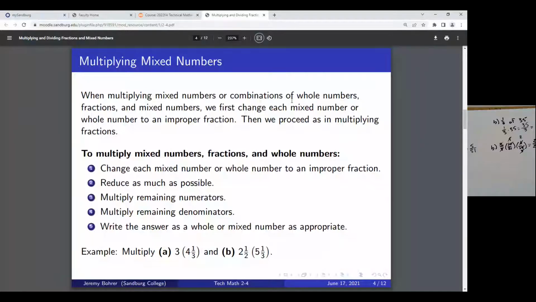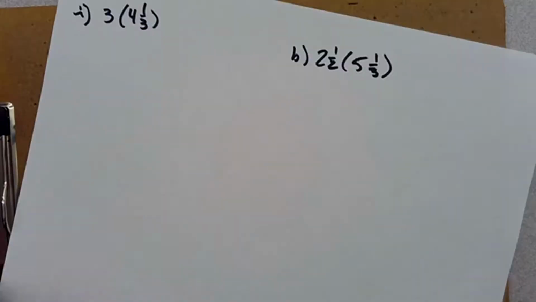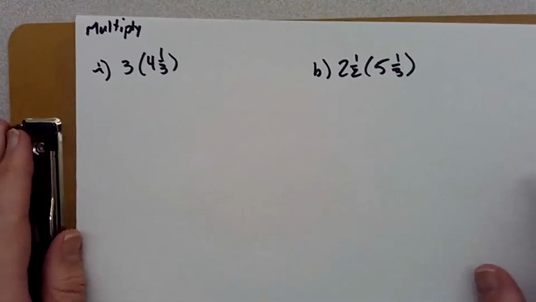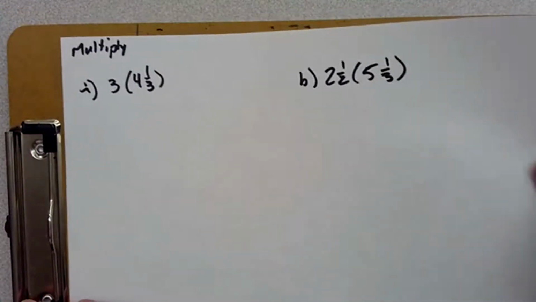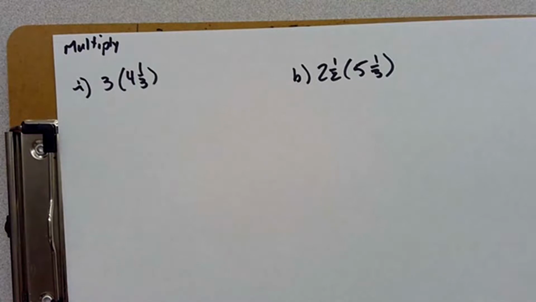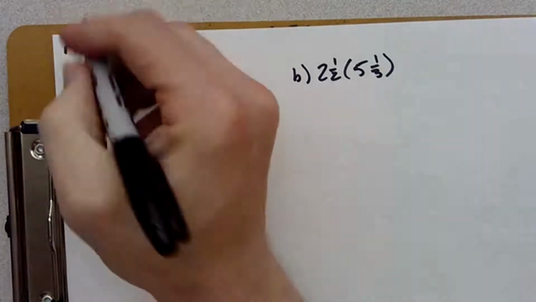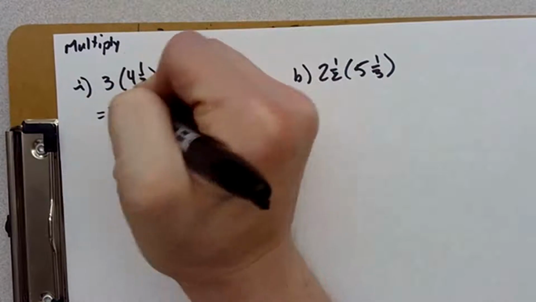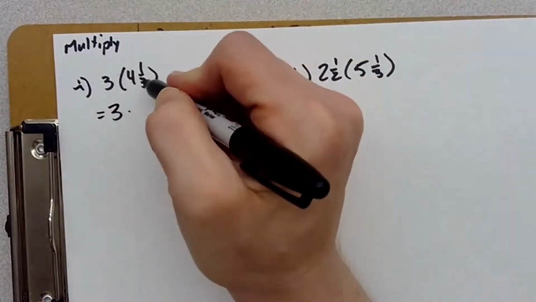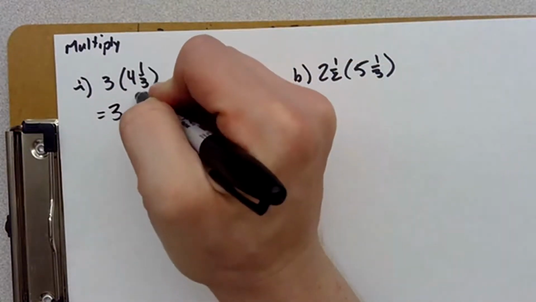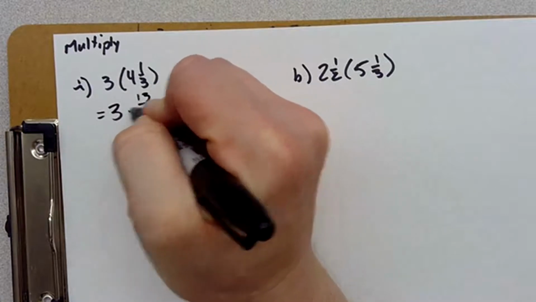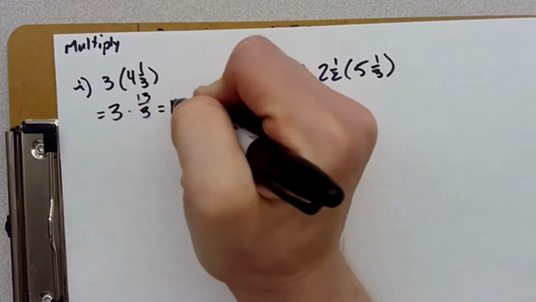Next up, we're asked to multiply some mixed numbers. Okay, so when we multiply mixed numbers, the first thing we want to do is make those numbers fractions. 4 1/3 is equal to 4 times 3, 12, plus 1 is 13 thirds. So 3 times 13 thirds is 13.